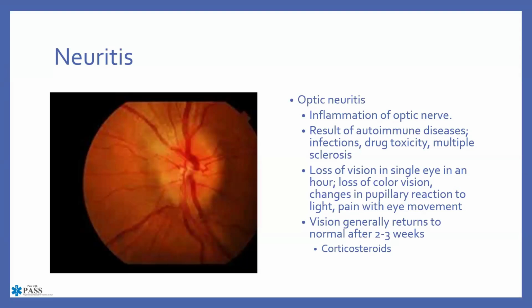Vision generally returns to normal after about a 2 to 3 week period. Individuals will be placed on corticosteroids to reduce that inflammation. And then once the inflammation is gone from the optic nerve, then the patient's vision under normal conditions will return to normal.